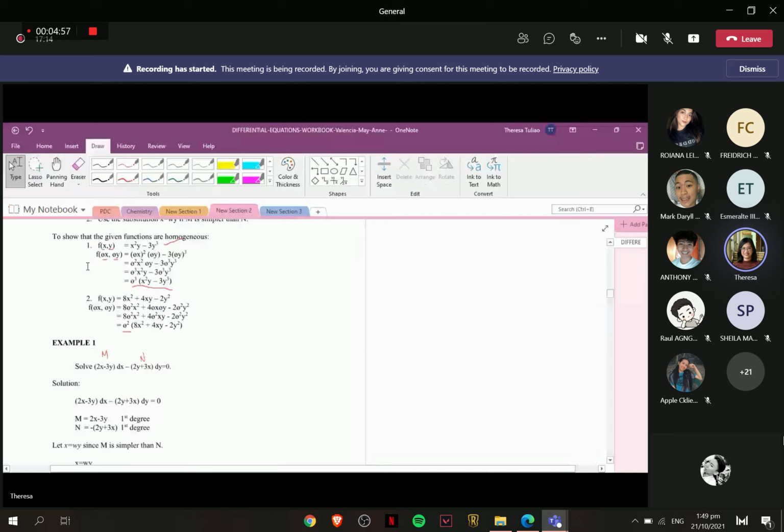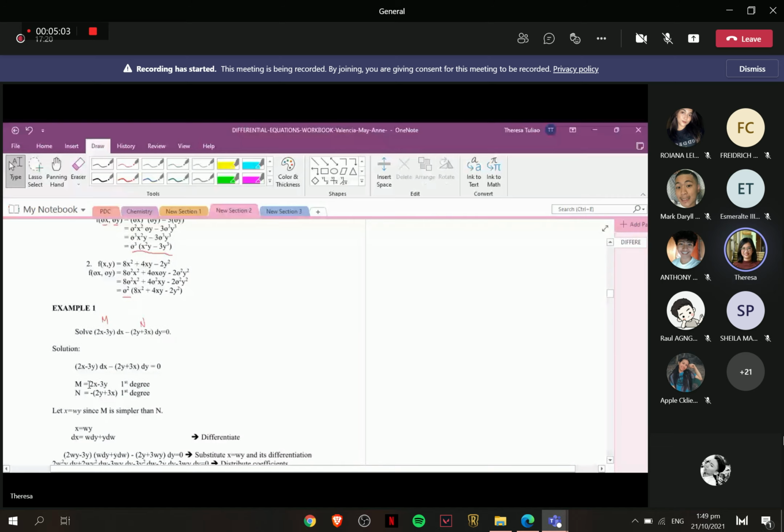After the test of homogeneity, you can now compare M and N, whichever is simpler, so we know what kind of substitution to use. Our M is 2x minus 3y dx, and our N is 2y plus 3x dy.